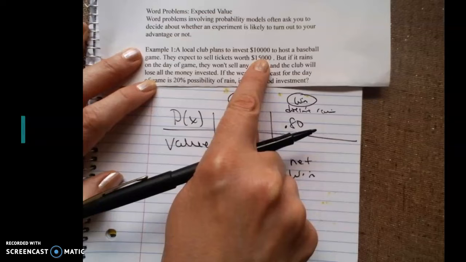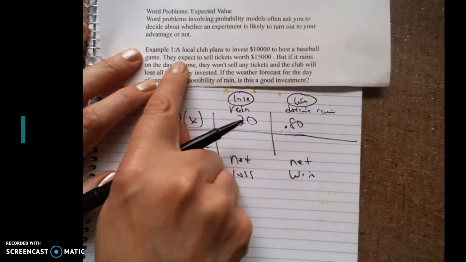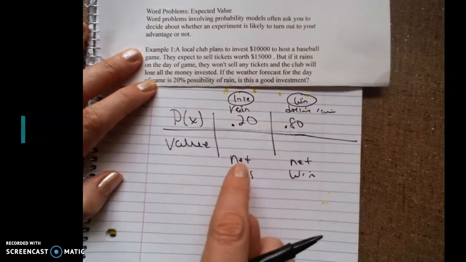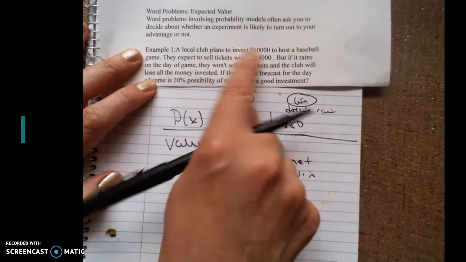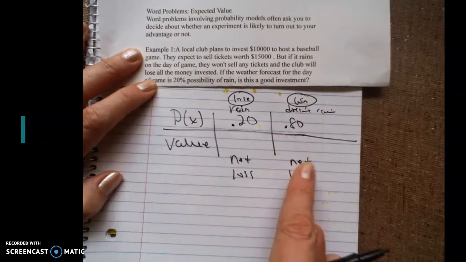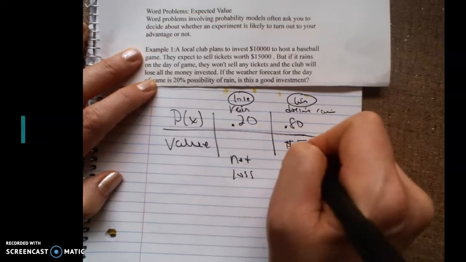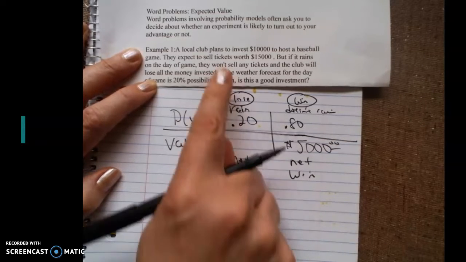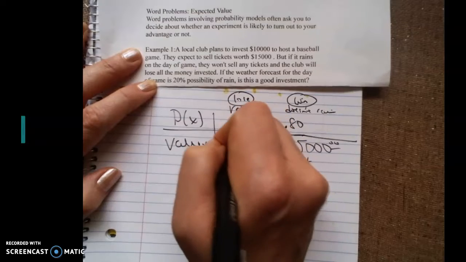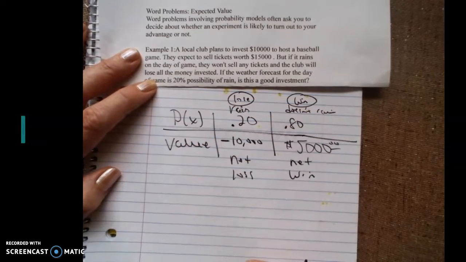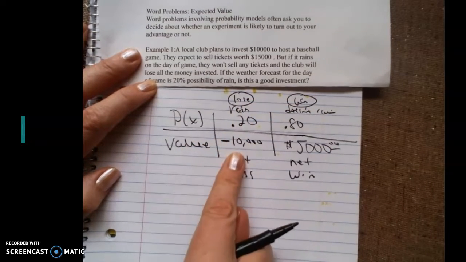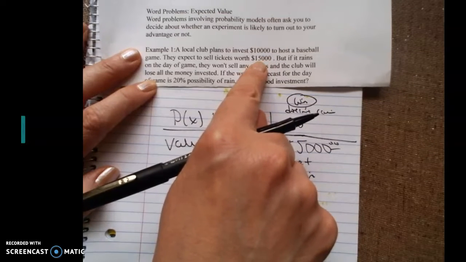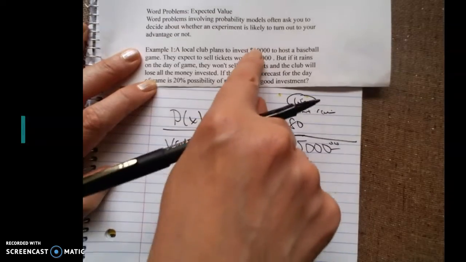So let's read it. They plan to invest $10,000. So it's going to cost them $10,000. And they sell tickets worth $15,000. Okay. So if they sell tickets worth $15,000, they really don't make $15,000 because it costs $10,000 to host it. So their net win, if it happens, is just $5,000 because they still have to pay for all those expenses, okay? If they lose, they actually spent $10,000 on this thing. So they're going to lose negative $10,000. Okay, so this is the net loss. If it rains, they're going to lose all $10,000 they invested. If it doesn't rain, yeah, they make that, but that's not profit. That's how much they sell in tickets. That's revenue. They still have to subtract that.